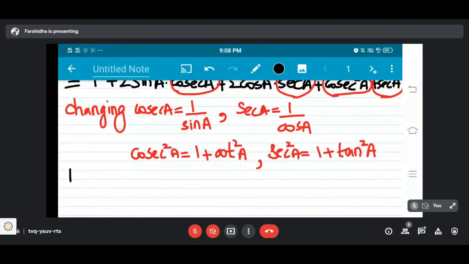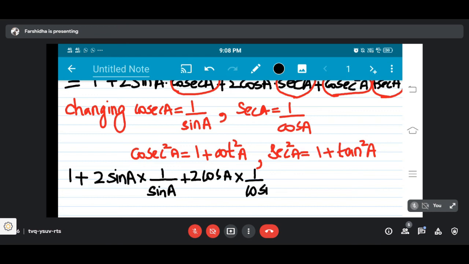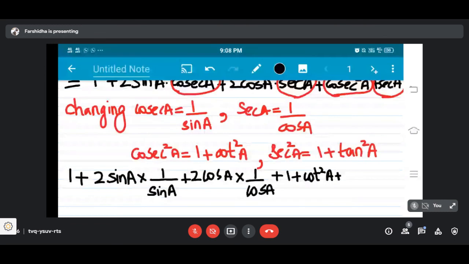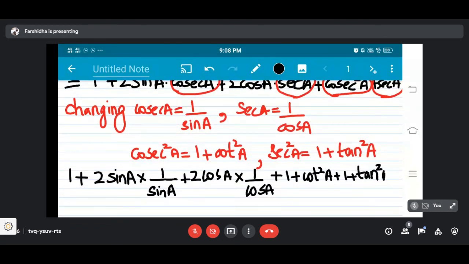So the next step will be 1 plus 2 sin A into cosec, we are changing as 1 by sin A, so 2 sin A into 1 by sin A, plus 2 cos A into sec, we are changing as 1 by cos A, plus cosec square A we are writing as 1 plus cot square A, plus sec square A we can write as 1 plus tan square A. So everything I have replaced. Now see here, sin A on the numerator and sin A on the denominator got cancelled. Cos A got cancelled.